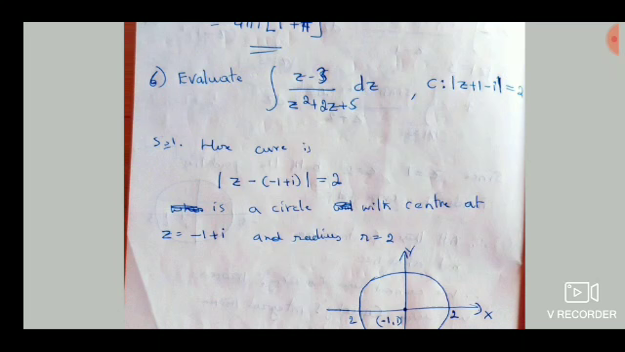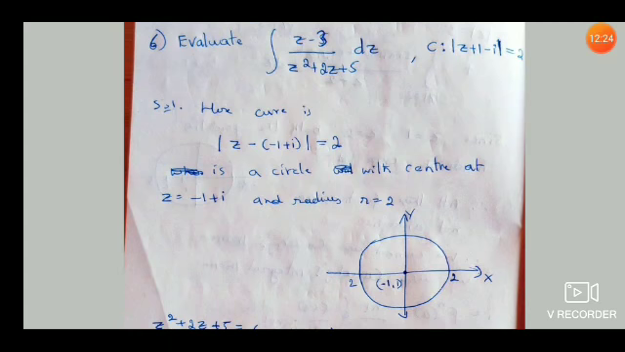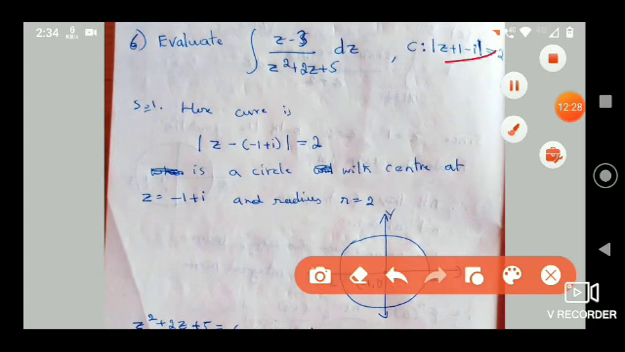Next problem, this is a little bit different problem. Evaluate the integration of z minus 1 minus 3 divided by z square plus 2z plus 5 into dz along the curve modulus of z plus 1 minus i is equal to 2. So if you just see here, this curve, modulus of z plus 1 minus i is equal to 2, what do you remember? This is a circle with radius 2 that's given, and where is the center?